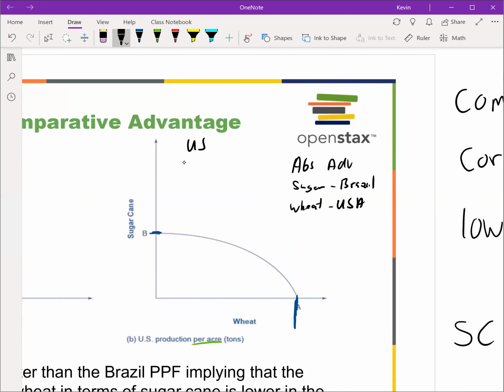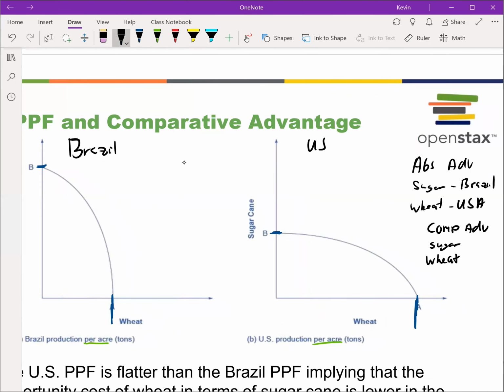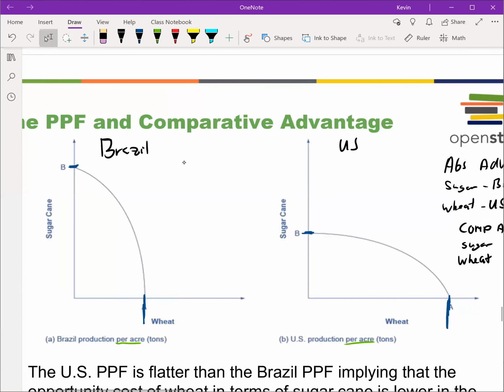So the other type of advantage we talked about was comparative. We'll do the same thing and look at it for sugar and for wheat. For comparative advantage, when I'm looking at sugar, I'm going to see if I give up 1 unit of sugar, how much wheat do I gain? And same thing for the US. If I give up about 1 unit of sugar, how much wheat do I gain?